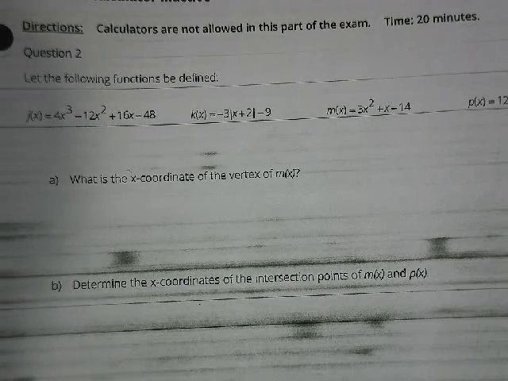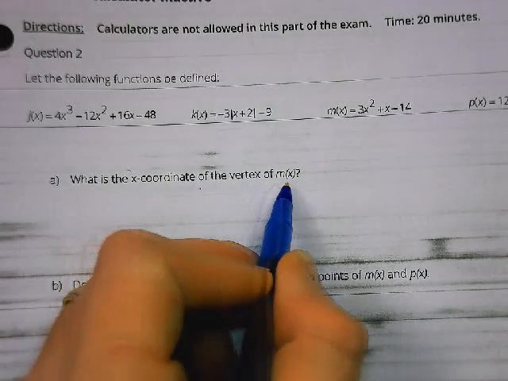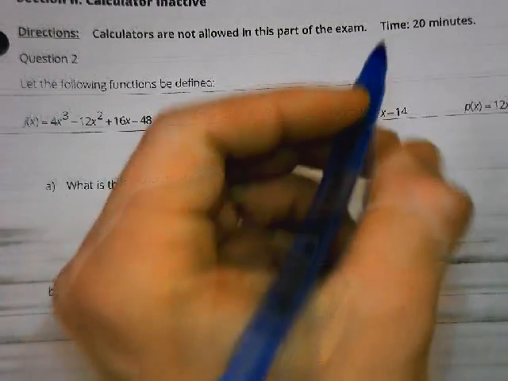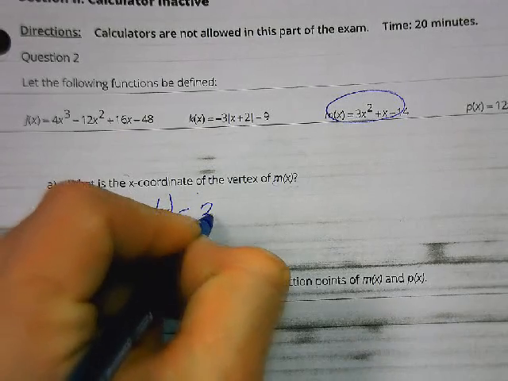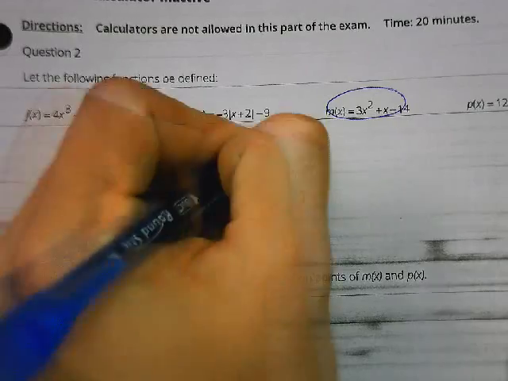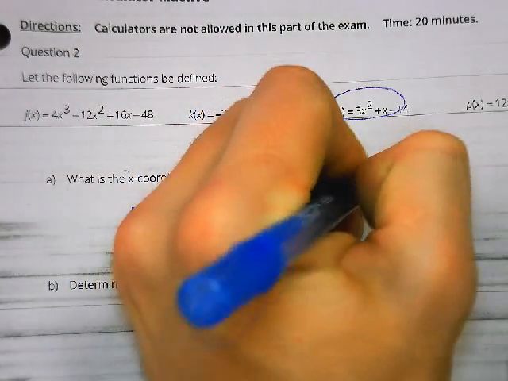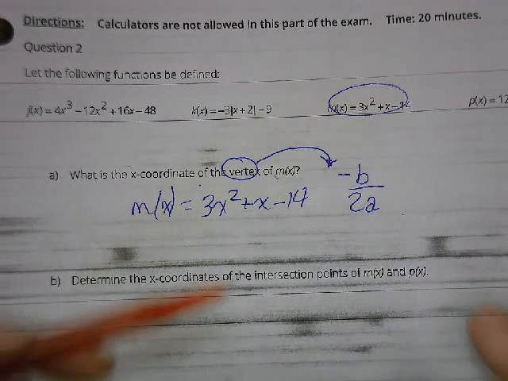Let's take a look at our short answer section. They ask us for the x-coordinates of the function m of x. So m of x was 3x squared plus x minus 14. To find the vertex, we're always going to use our negative b over 2a formula. So we just need to substitute in for that.